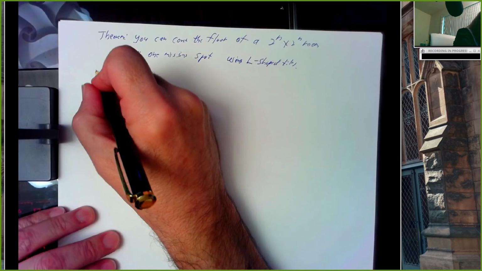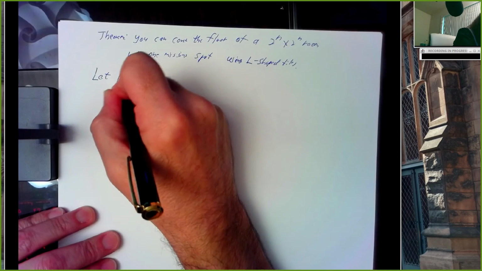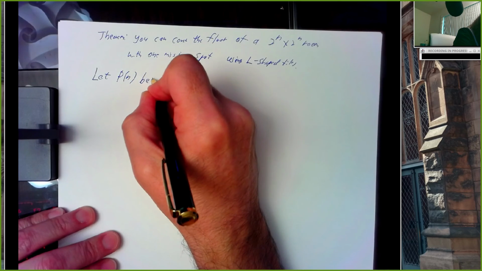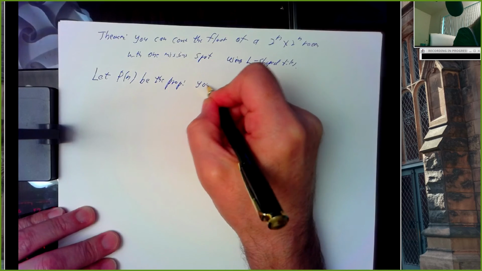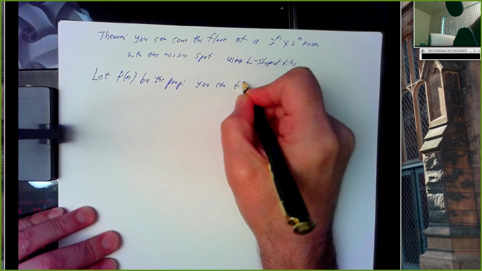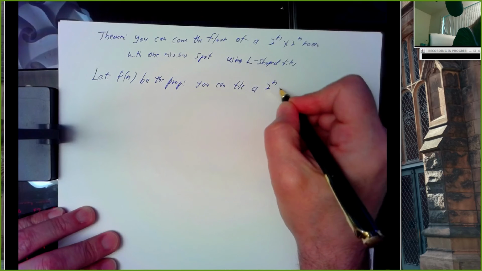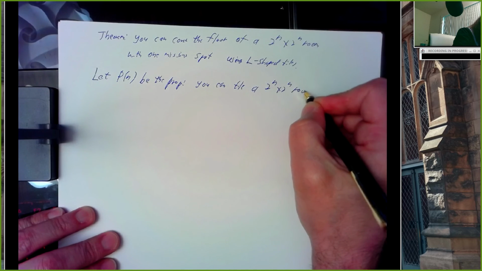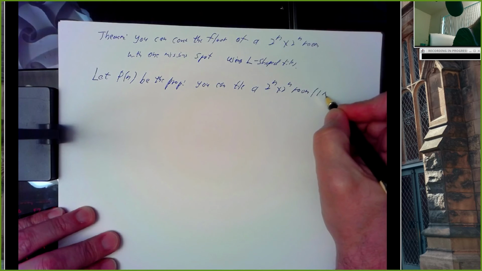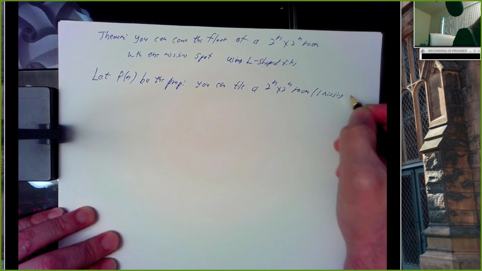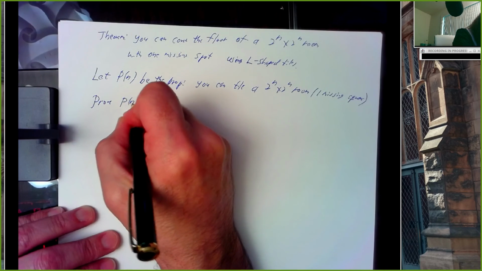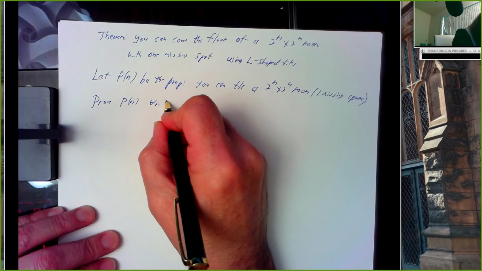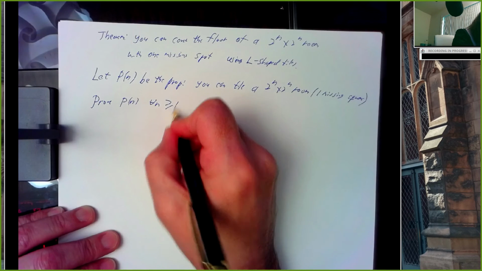So let P of n be the proposition: you can tile a 2 to the n by 2 to the n room, which has one missing square. And we want to prove P of n for all n, let's say, bigger than or equal to 1.